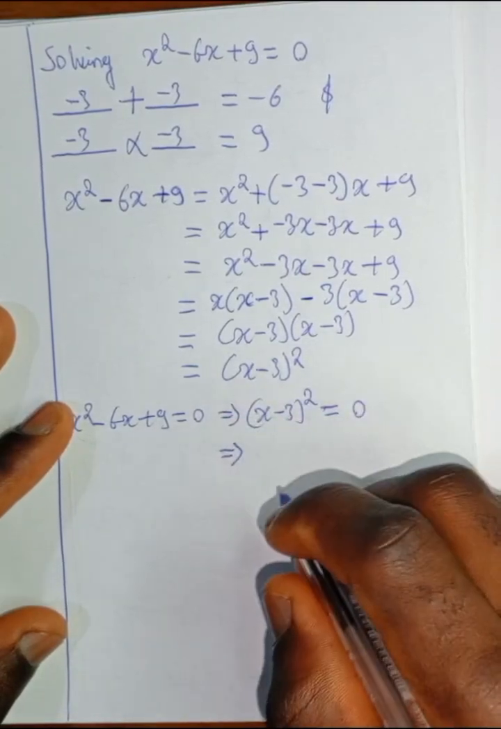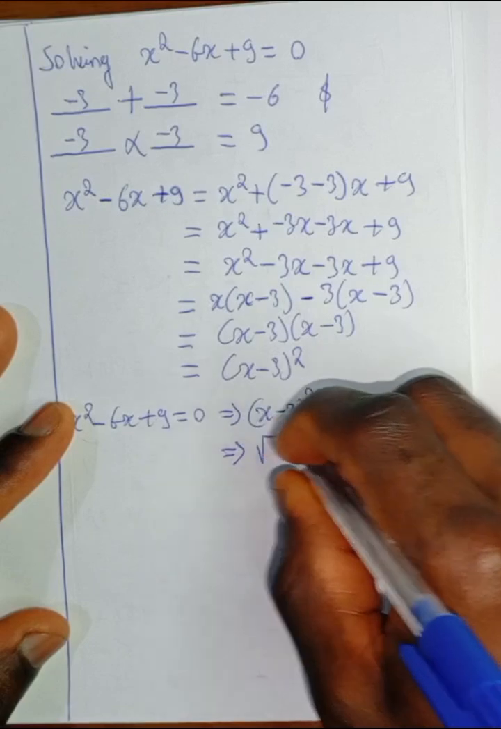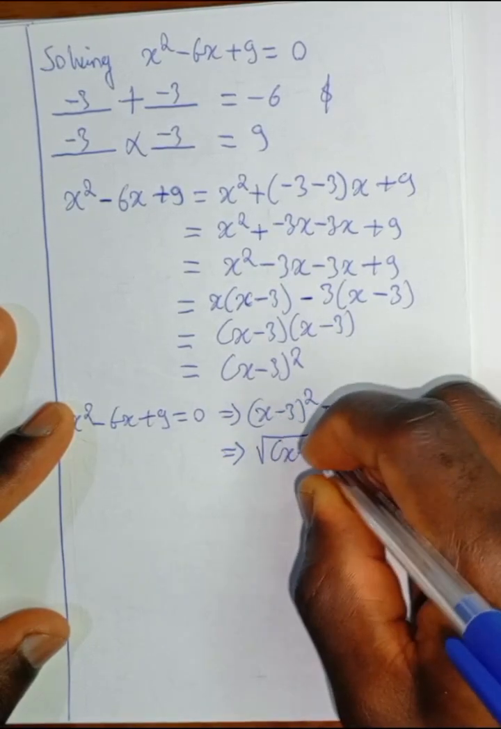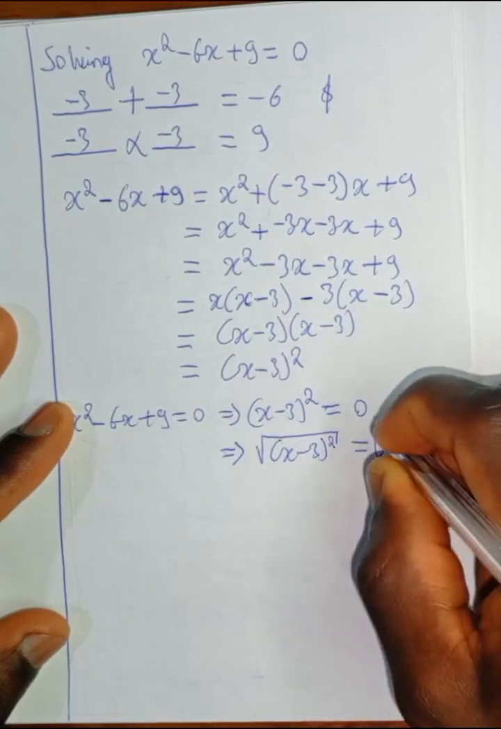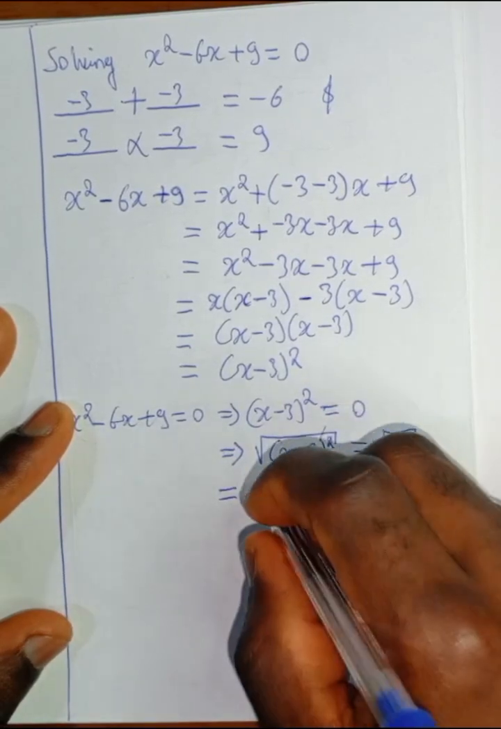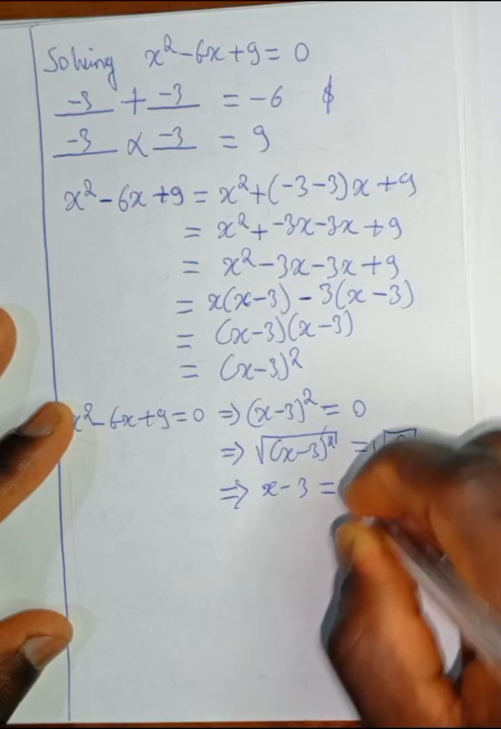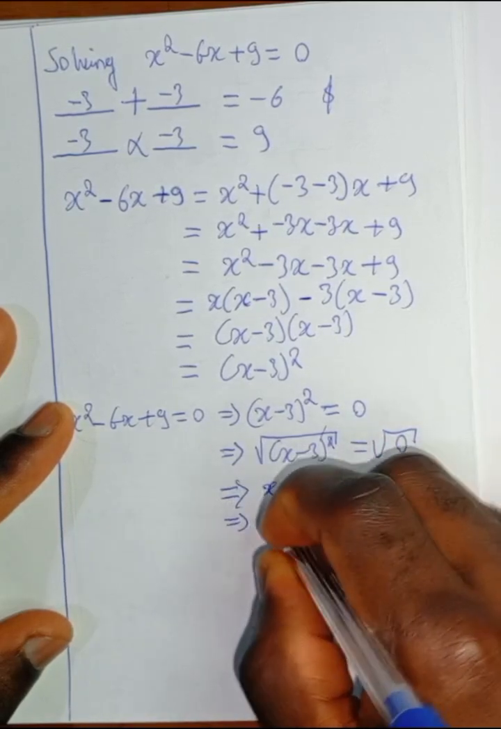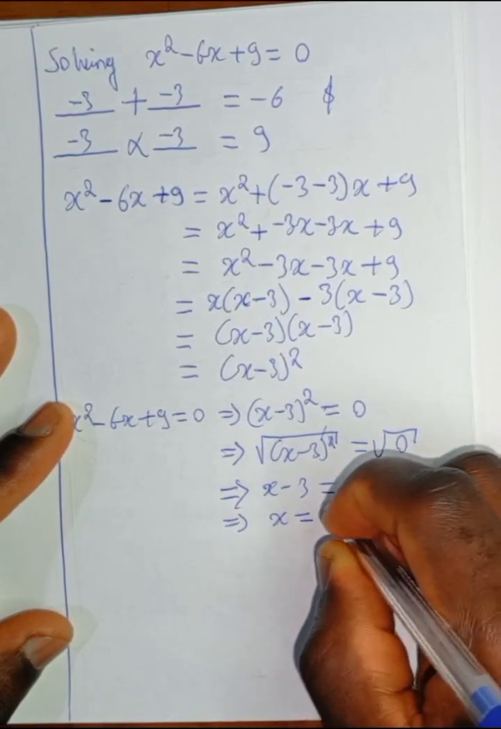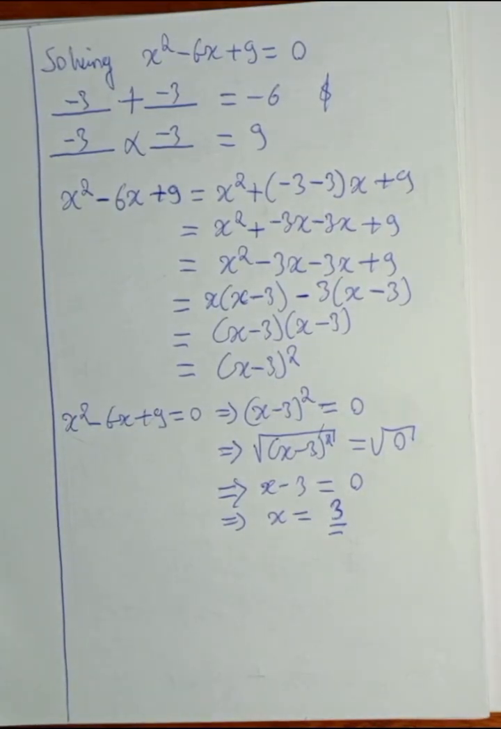Which simply means that if we take the square root on both sides, it will simply be equal to the square root of 0. This and this will go off. We'll be left with x minus 3 equal to 0. Then our x will simply be equal to 3. You can see we have just one value for x. In this case, the quadratic equation has repeated roots.